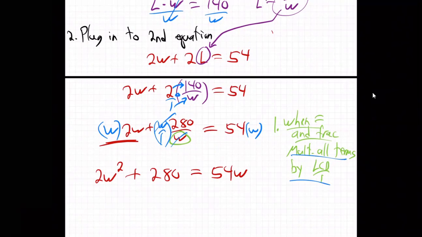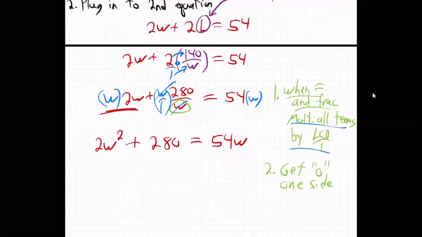Now we see W squared, don't we? What do you do about W squared? We've done this before. Get a 0 on one side. So I'm just going to jump this guy over here. In other words, what I'm really doing is subtracting 54W from both sides.